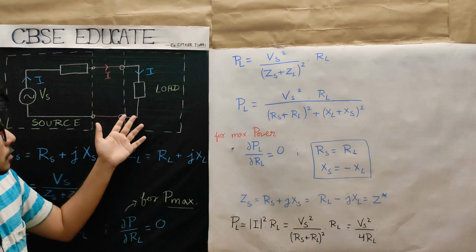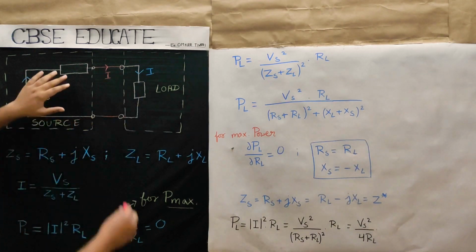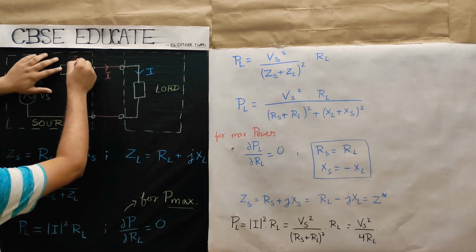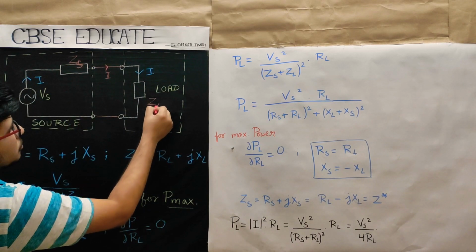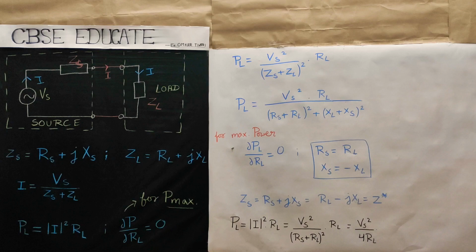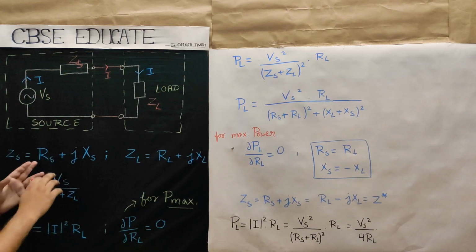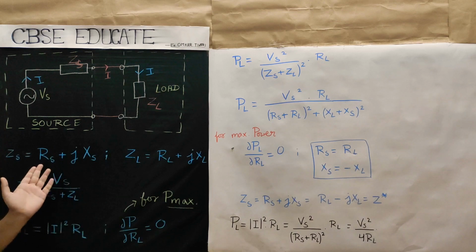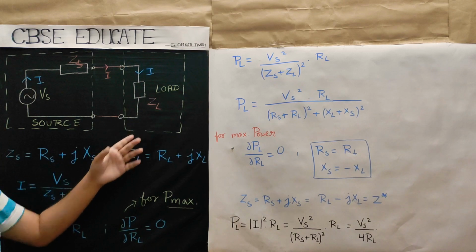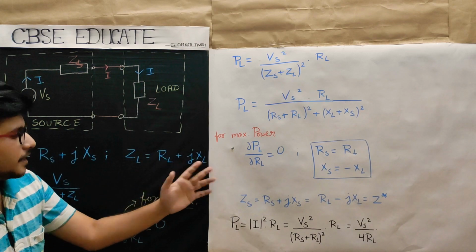Now suppose this is the source, so this is ZS, and this is the load, so suppose this is ZL. And what will the value of ZS be? Resistive plus any capacitive or inductive part, so ZS is RS plus JXS, and ZL is equal to RL plus JXL.